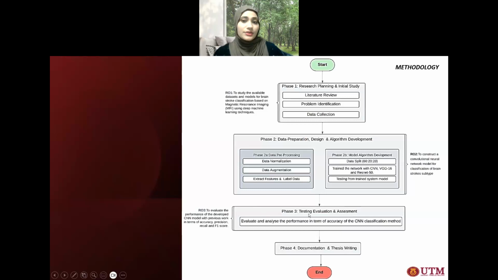So we are going to do that after we already have our experiment set up and we already run the experiment and we already get the results. Then phase 4 will be documentation and thesis.